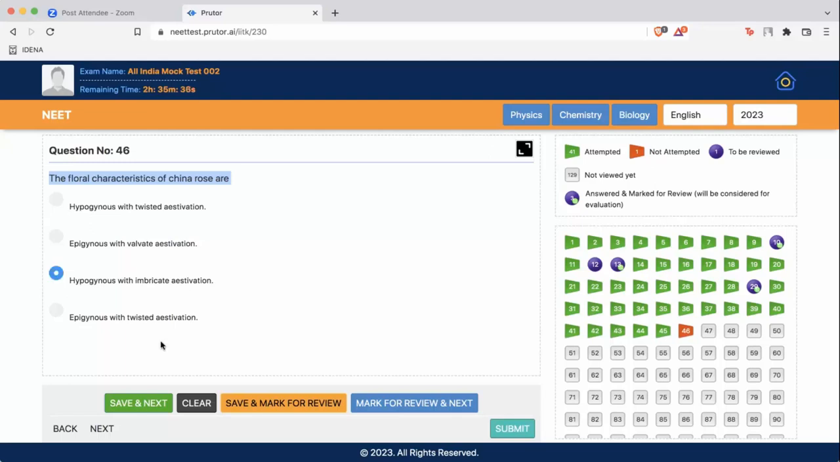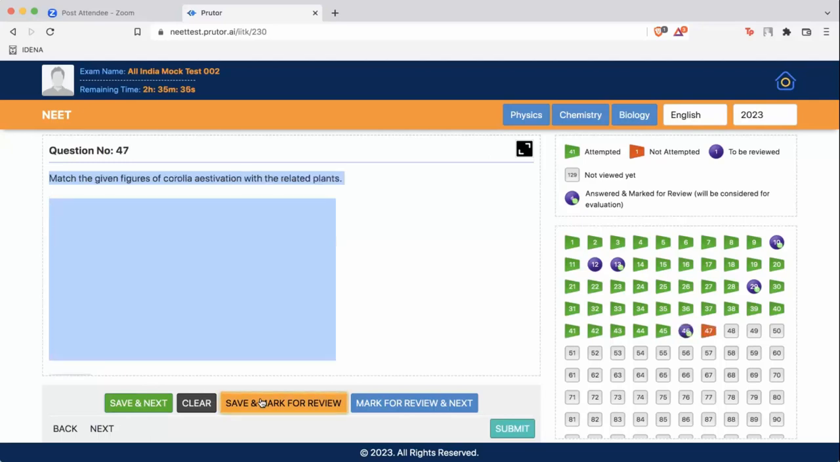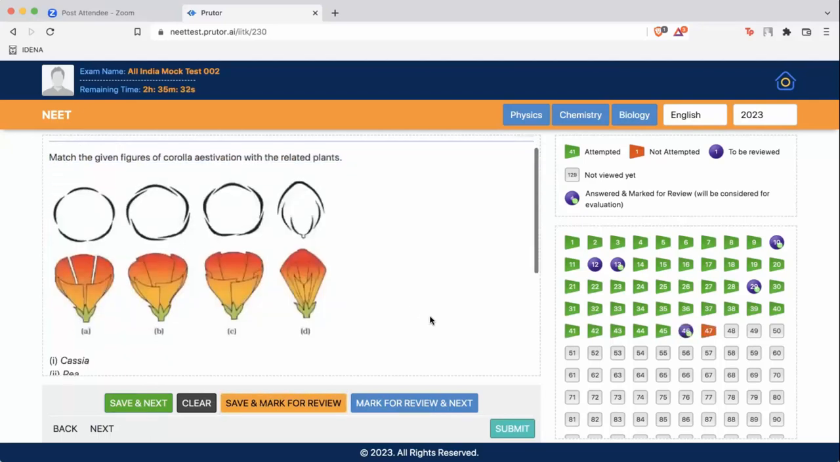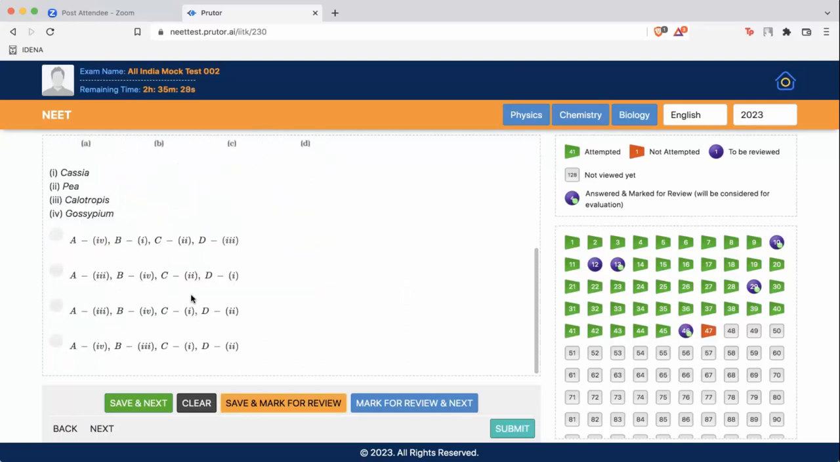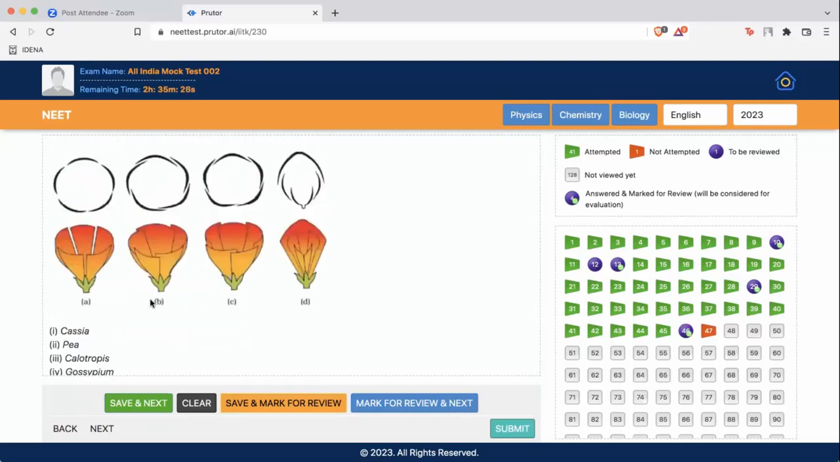Tenors, I guess, has a valvate or imbricate. We'll come back for this, but... Oh, God, okay. B is twisted. So A is non-overlapping. D is your valvate imbricate.